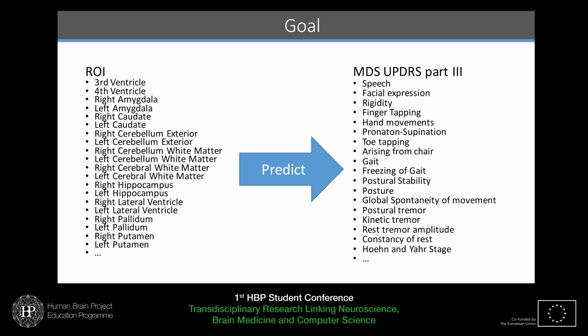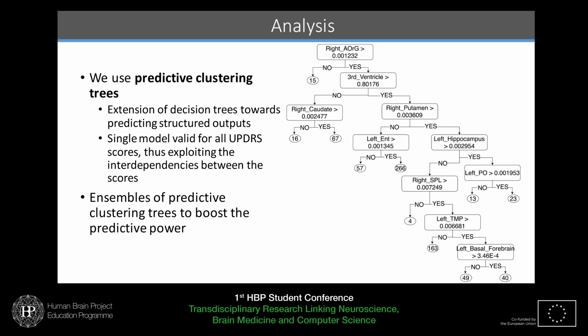Now we want to build a model that will predict all of these 35 motor assessment scores at the same time. To this end, we use predictive clustering trees. As you heard before, they are an extension of decision trees with which we can predict structured outputs, and multi-target regression is such a task that PCTs can handle. The reason we want to build a single model instead of multiple models, one for each of the targets, is that with a single model we can exploit the possible interdependencies between the scores.